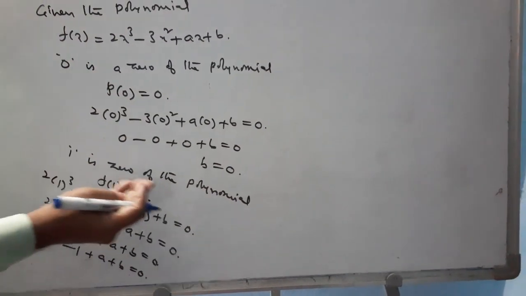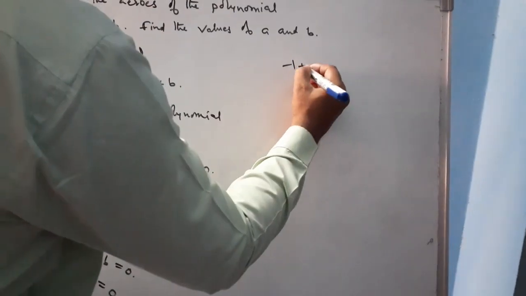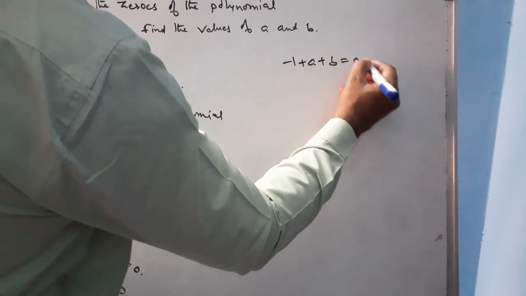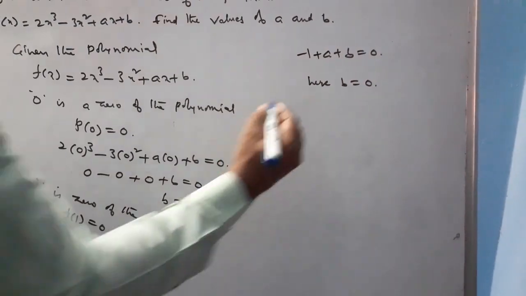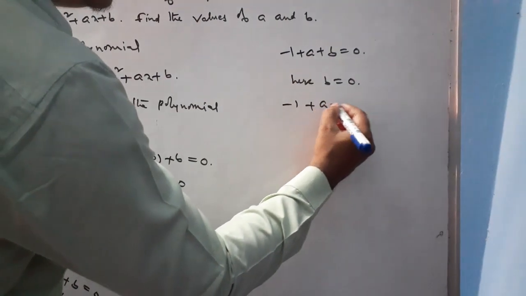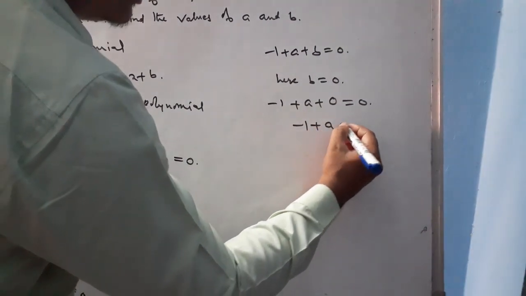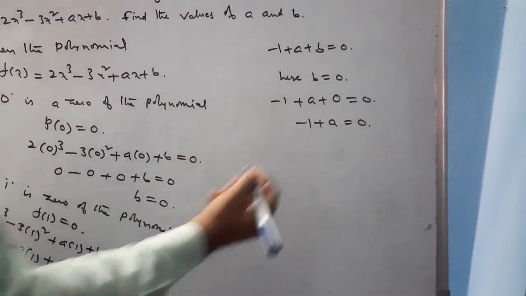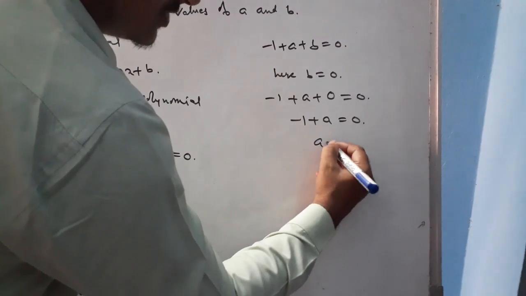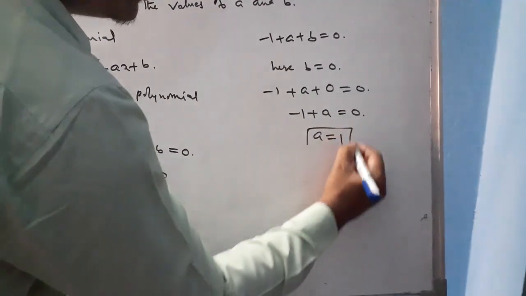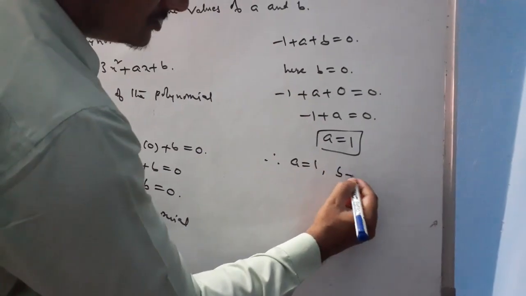But we know that b is equal to 0. Minus 1 plus a plus b equal to 0. Here b is equal to 0. So minus 1 plus a plus 0 is equal to 0. Minus 1 plus a equal to 0. So minus 1 bring into right side, minus 1 becomes plus 1. a is equal to 1. So therefore a is equal to 1 and b is equal to 0.